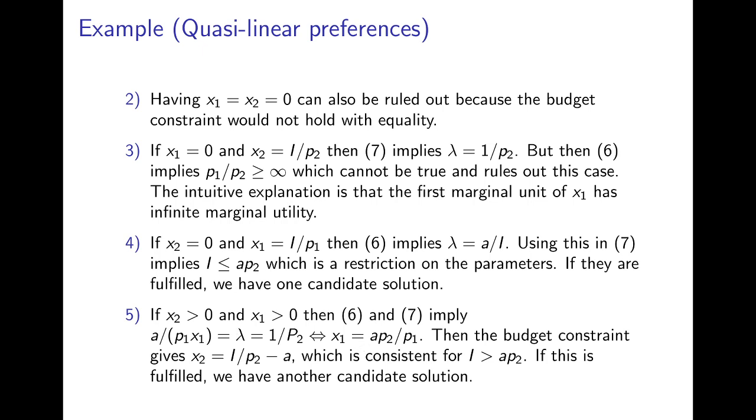Then there are 2 solutions remaining. One is that we do not consume anything of good 2 and spend everything on the consumption of good 1. So then we can consume the income divided by the price of good 1 in terms of consumption of good 1. Then equation 6 would imply that the Lagrange multiplier is a divided by I. And if we use this in equation 7, we would then have a restriction that income must not exceed the parameter a times price p2. Now this is just a restriction on the parameters, and it can be fulfilled. And if it is fulfilled, that means we have one candidate solution for this situation.